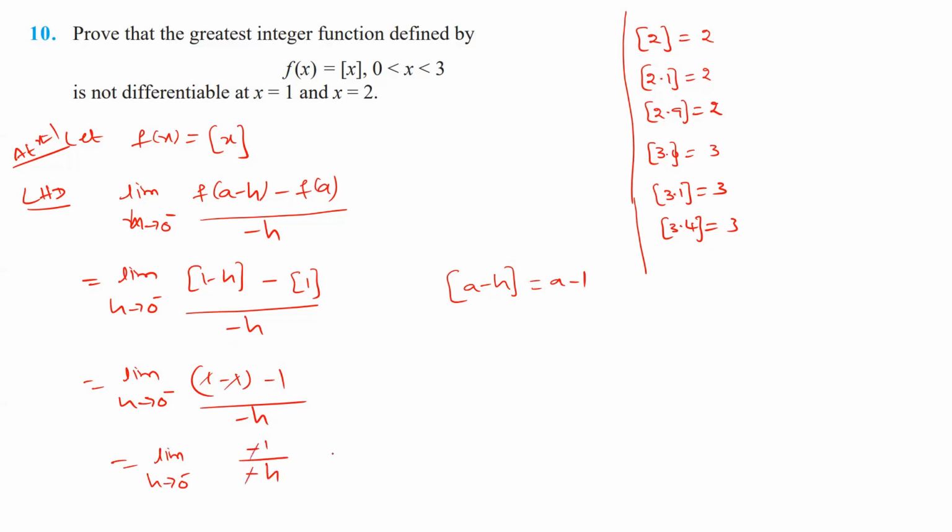So the minus will get cancelled. So limit h tends to 0 minus of 1 by h. Now if you substitute 0 in place of h, we get 1 by 0. 1 by 0 is not defined, so that value is infinity here. Okay. This is the LHD value. Next, let's find the RHD.